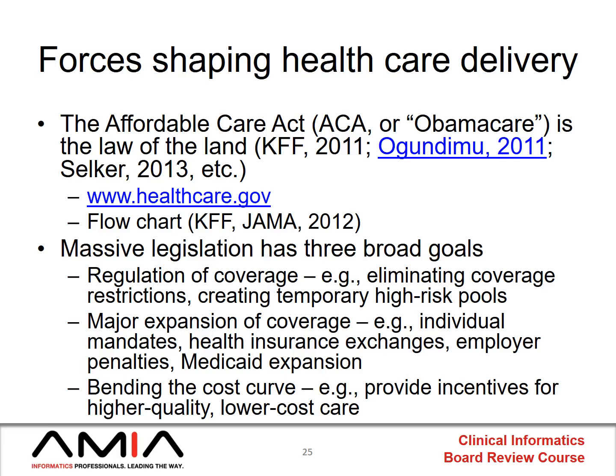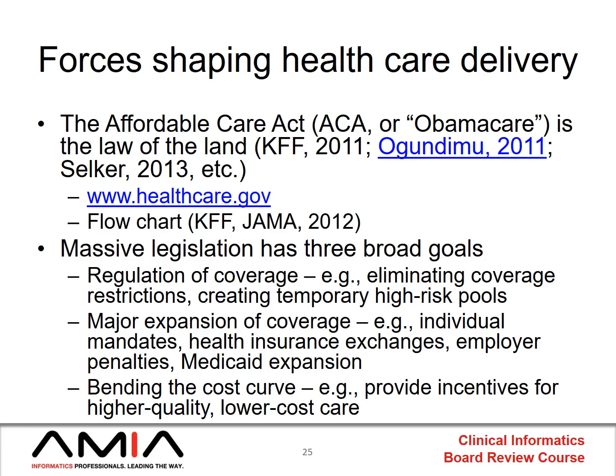What are the forces shaping healthcare delivery? Well, there has been much effort devoted to healthcare reform in the last decade or so, and as of this recording, the law of the land is still the Affordable Care Act, also known as the ACA or Obamacare. That may change in the years ahead, but for now, the Affordable Care Act is still the law of the land. There is much written about the details of the Affordable Care Act in various articles on the healthcare.gov website.